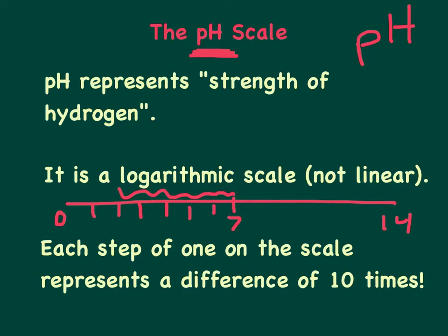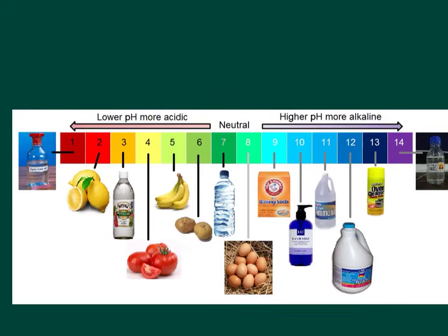We see the same relationship as we move the other way on the scale up to 14. Now this is the basic end of the scale, or the alkaline end of the scale, but each step represents an increase in basicity or alkalinity of 10 times. So here's a diagram of the pH scale, and you can see that it's going from 0 to 14. Neutral is right in the middle here at 7.